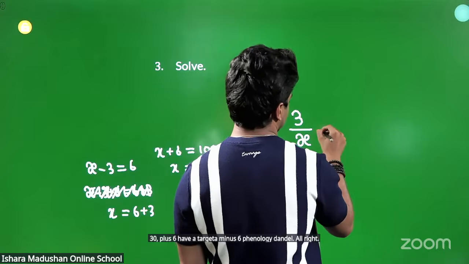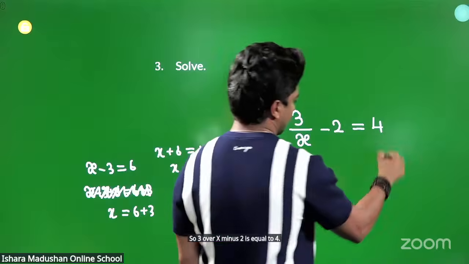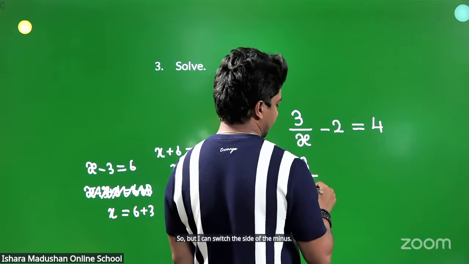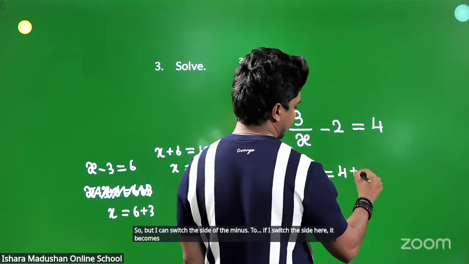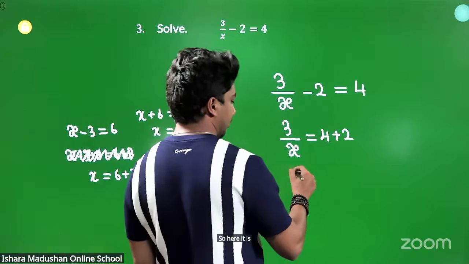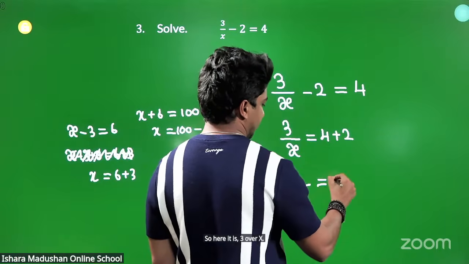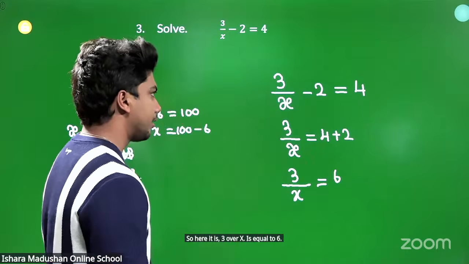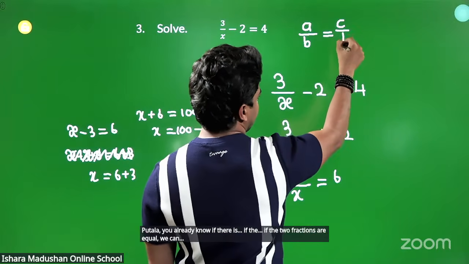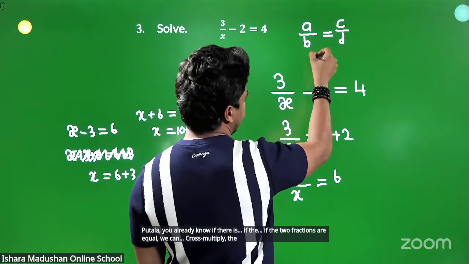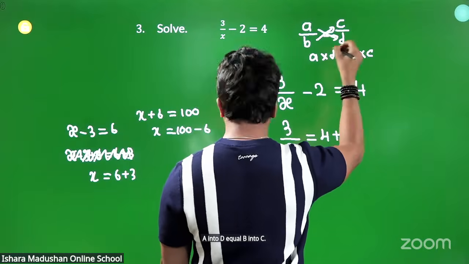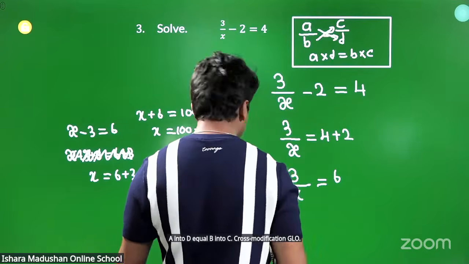So 3 over x minus 2 is equal to 4. So I can switch the side of the minus 2. If I switch the side here, it becomes plus 2. So here it is 3 over x is equal to 6. You already know if two fractions are equal, we can cross multiply, right? A into D equal B into C. A into D equal B into C. Okay, cross multiplication here. Then here also you can do the same.